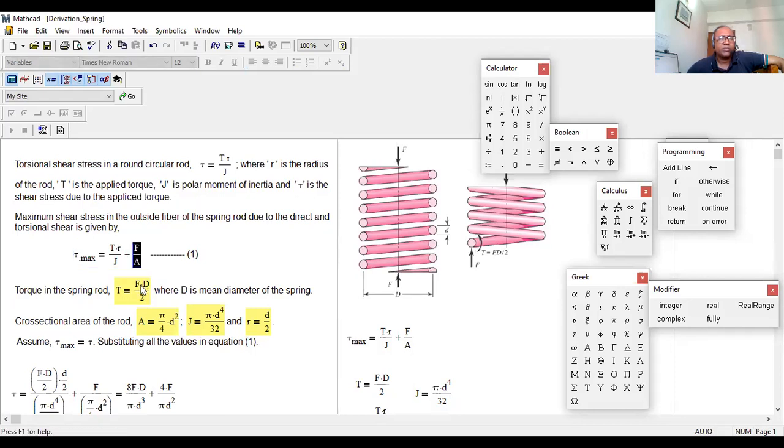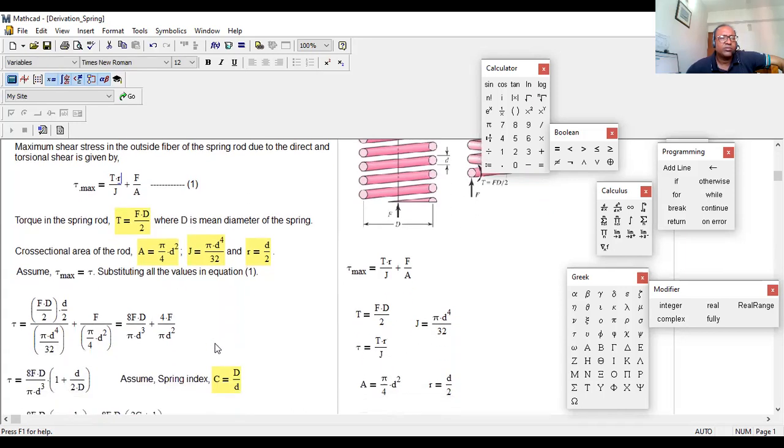Now T equals FD by 2, that we already know. And figure out the area of the wire: pi by 4 d square. J equals pi d to the fourth by 32. And this R over here, put d by 2. Small d is the diameter of the wire used to make the spring.